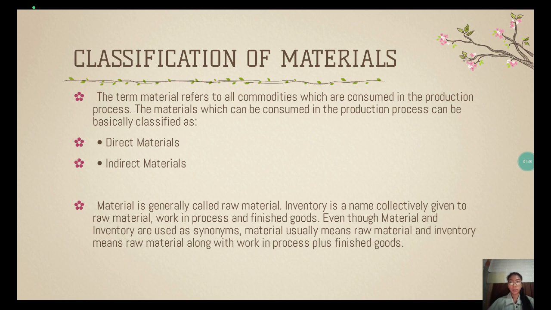Classifications of materials. Direct materials. Raw materials can be direct raw materials, which are directly used in the manufacturing processes, such as wood for a chair, while the indirect materials are not part of the final product but are instead used comprehensively in the production process.